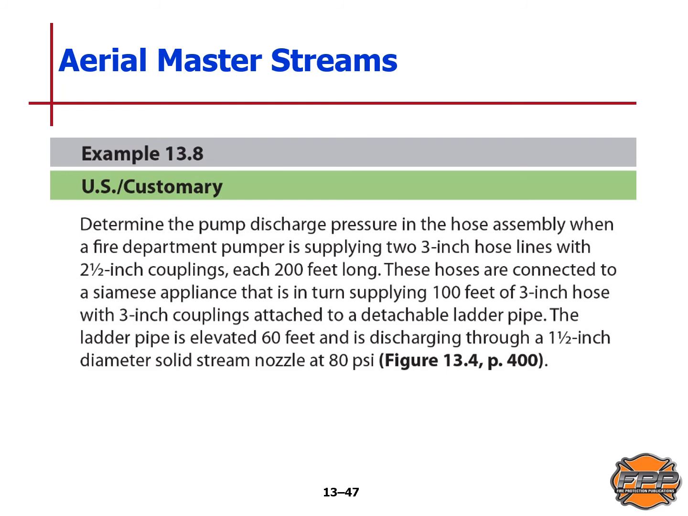Now let's look at example 13.8. Determine the pump discharge pressure in the hose assembly when a fire department pumper is supplying two 3-inch hose lines with 2.5-inch couplings, each 200 feet long. These hoses are connected to a Siamese appliance that is in turn supplying 100 feet of 3-inch hose with 3-inch couplings attached to a detachable ladder pipe. The ladder pipe is elevated 60 feet and is discharging through a 1.5-inch diameter solid stream nozzle at 80 psi. This is figure 13.4, page 400 in your book.